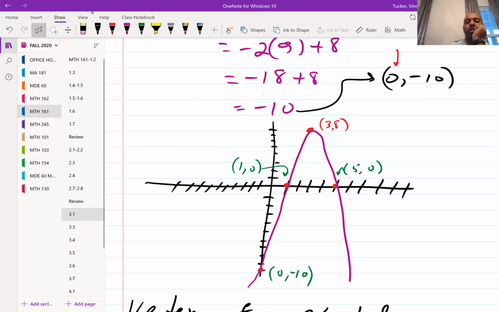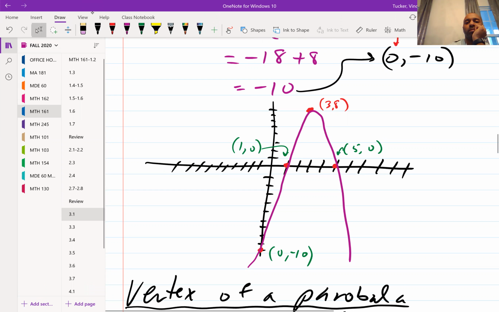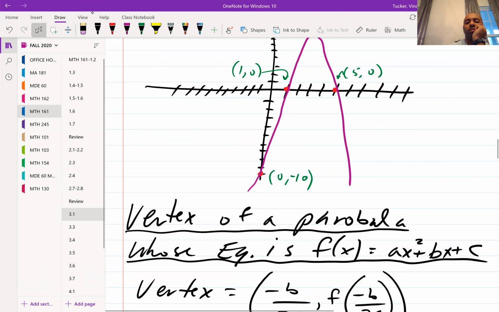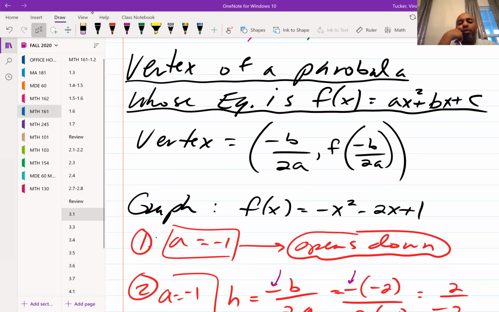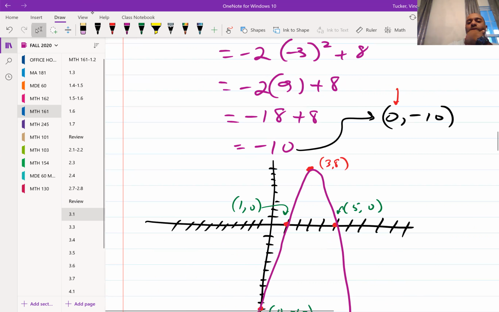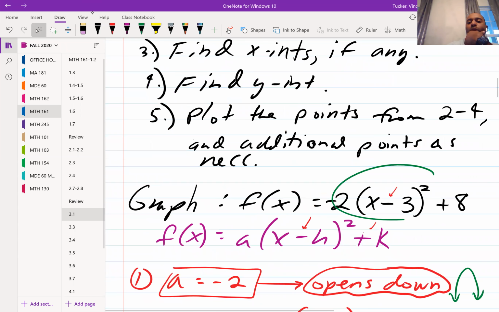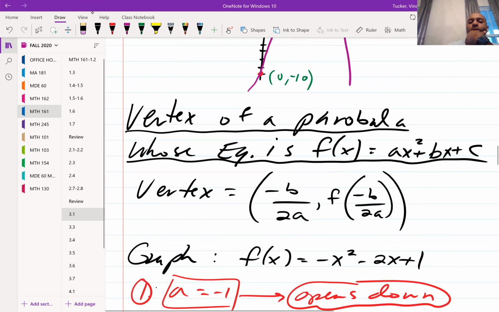All right, questions before we go to the next one? We should be good. All right. So here, vertex of a parabola whose equation is f of x equal to ax squared plus bx plus c. So now our equation is in this form and not in the standard form. I'm just going back to reemphasize. Last time our equations were given this way. This time our equation is given this way.